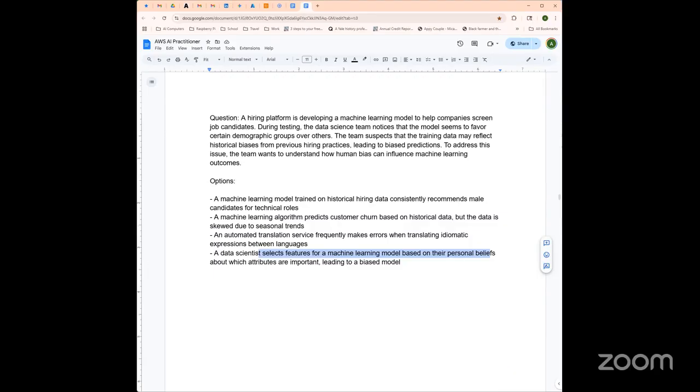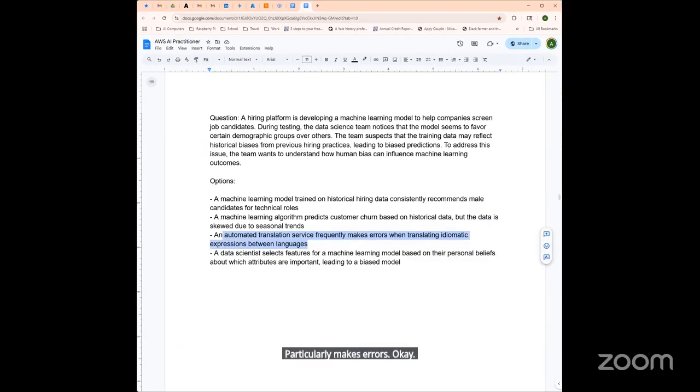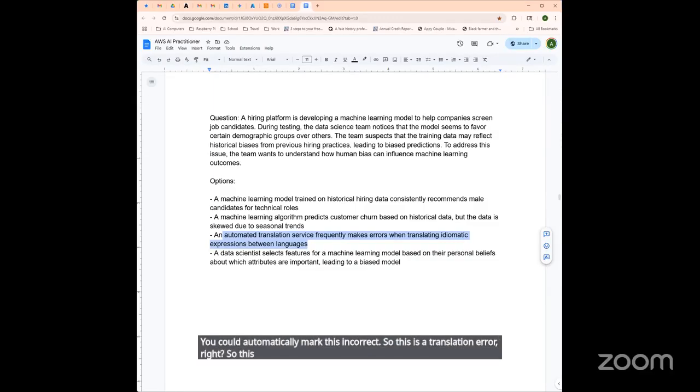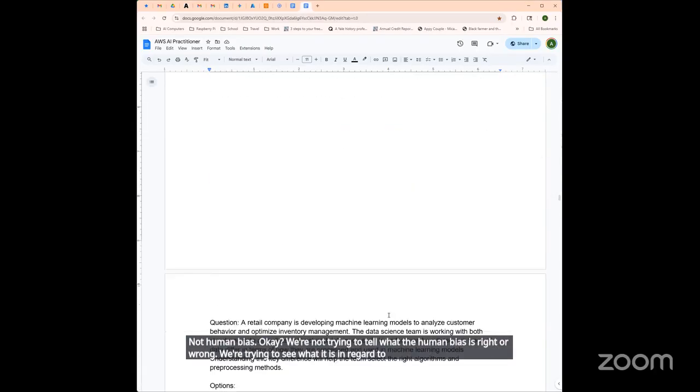Oh, I'm sorry. I picked the wrong one. An automated translation service frequently makes errors. This is wild. You could automatically mark this incorrect. So this is a translation error, right? So this represents a model limitation in handling language nuance, not human bias. Okay, we're not trying to tell whether human bias is right or wrong. We're trying to see what it is in regard to this question.